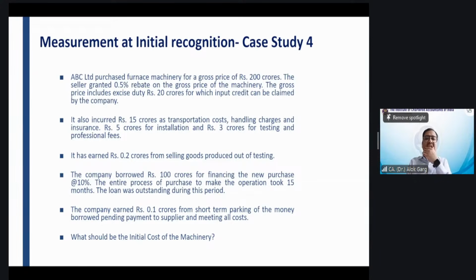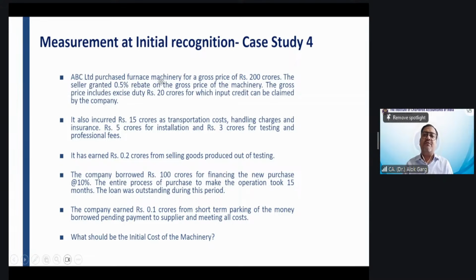Now, let's discuss a question from ICAI study material. This question is from ICAI study material. Can we discuss this question? I need your answer quickly.